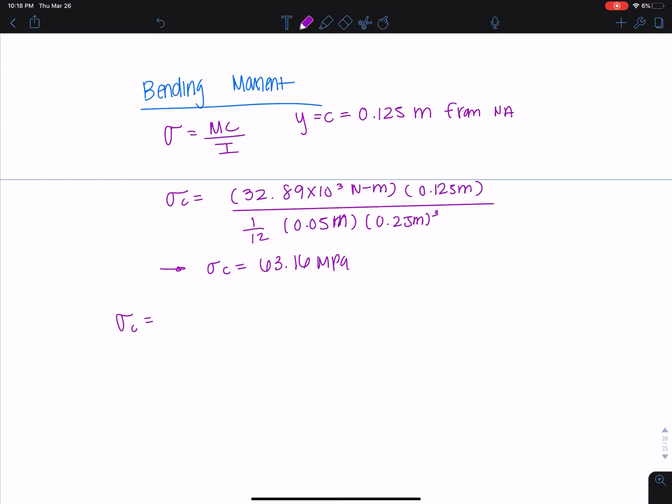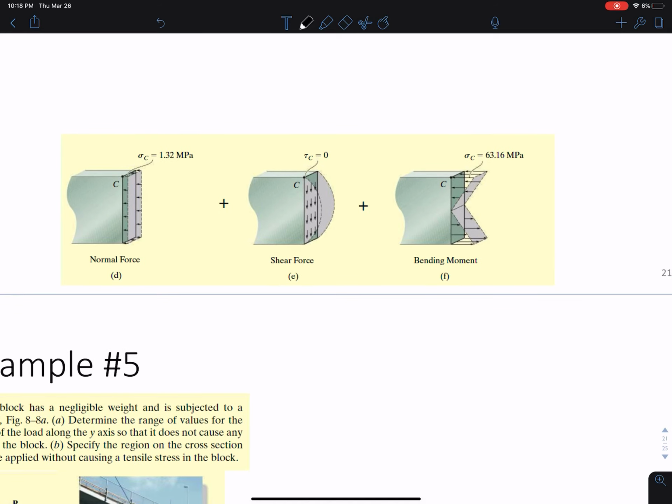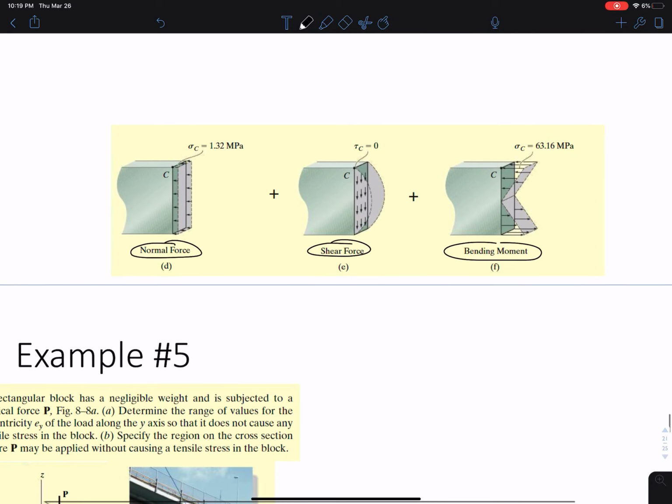And now through superposition, these are both positive. I get sigma C. So actually, let me write this as number 3. Okay. Not too bad, right? One last problem. Okay, and here is the sigma value from the normal force that we calculated, sigma from the shear force, and tau from shear force, and sigma from bending moment. The tau is 0, no need to add anything there. And then we just have to add sigma from bending moment and from normal force.